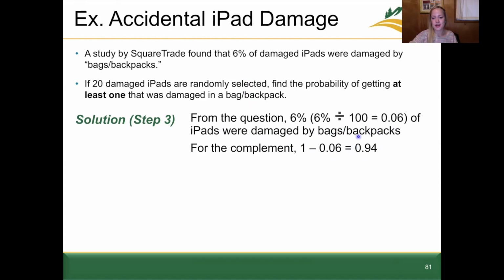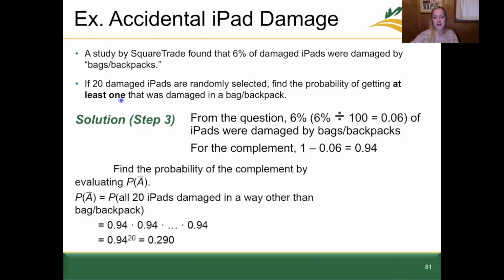Let's think about what 0.94 really means and what 0.06 really means. 0.06 really means that selecting an iPad just completely at random, the probability that that iPad will be damaged by a bag or a backpack is going to be 0.06. For the complement then, if we selected 1, then we have a probability of 0.94 that that iPad will not have been damaged by a bag or a backpack. This is how we normally would have dealt with a question like this, but it gets trickier now because we're asking about at least 1.